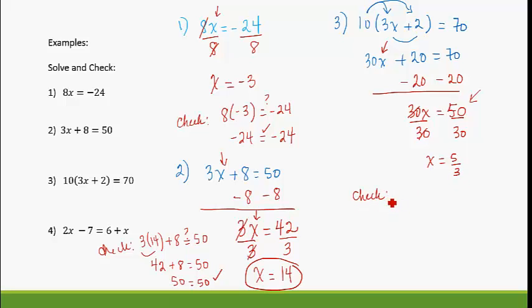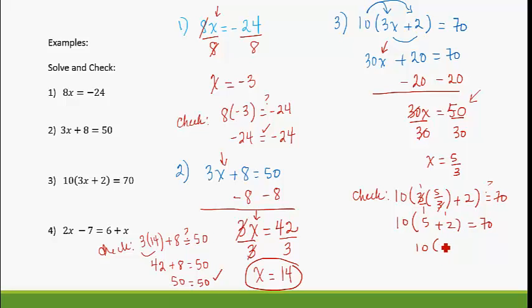So let's check ourselves here. If I substitute into the original equation, 3 times 5 over 3 plus 2 equals 70. This is going to be 10, and our order of operations tells us to simplify what's inside the parentheses first. These 3's divide out and give us 1, and I end up with 5 plus 2. And the question is, does this give me 70?